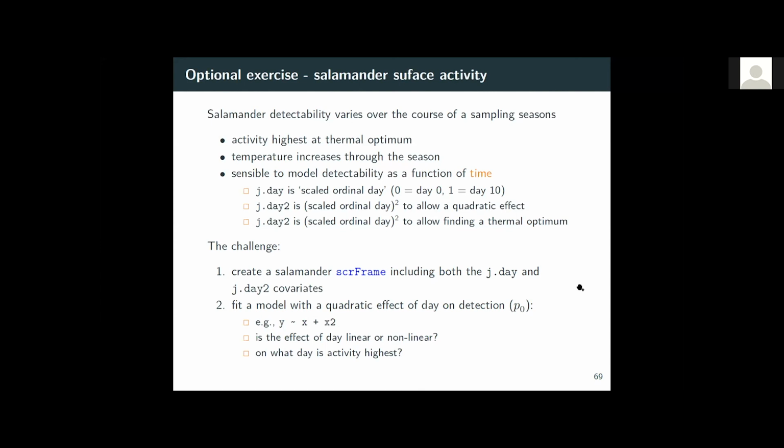Okay, so that's the end of that. I think it's probably a really good time for a break. Then Andy will pick up on modeling variation in density.